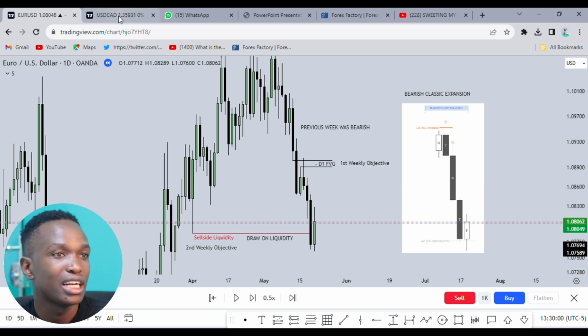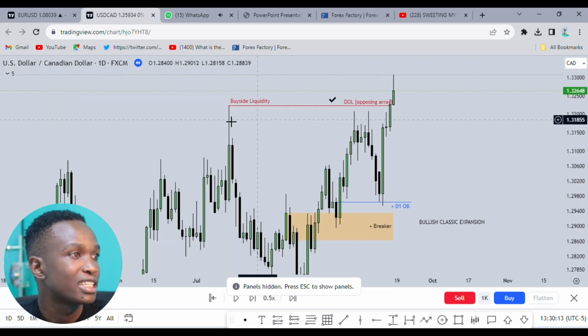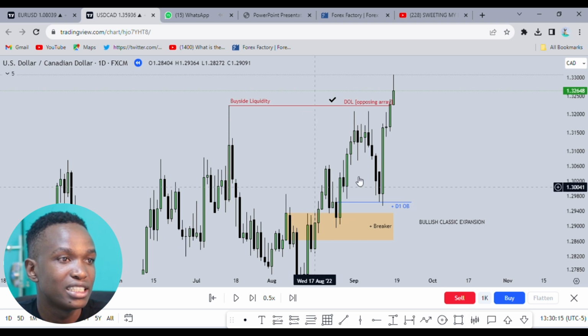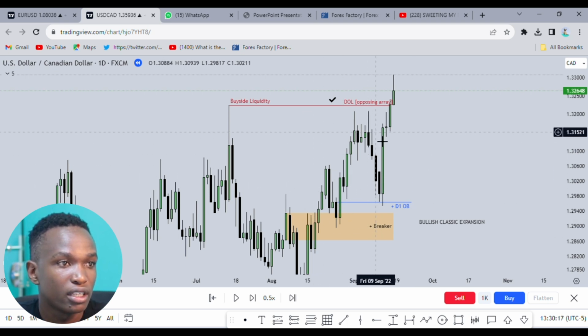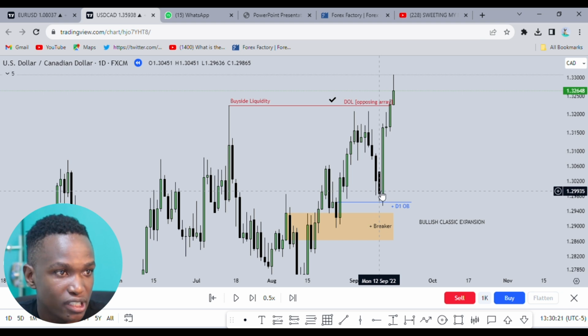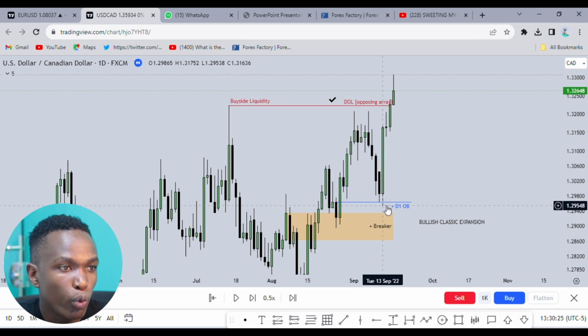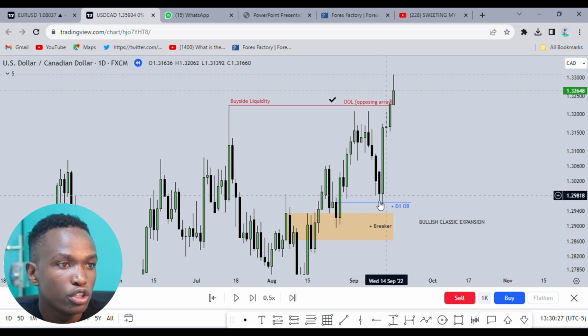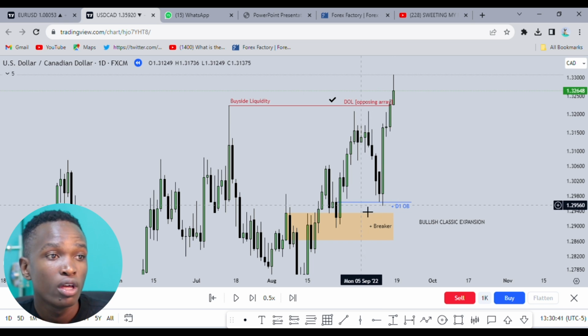To look at the bullish classic expansion, this is the bullish classic expansion that you can clearly see. Where is our Monday? As I move here, I'm looking for Monday. This was our Monday, 12th September. Our Monday was bearish and we made our low on Tuesday. Remember, in our bearish classic expansion, we are making our high on Tuesday. In our bullish classic expansion, we are making our low on a Tuesday also. You can clearly see this.